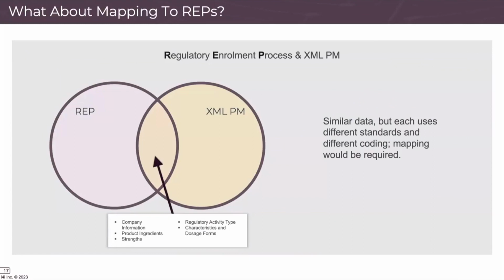And I know some of you have asked about the potential for the regulatory enrollment process, or REP data, to be used to populate XML PMs. There is definitely some data overlap, such as the company information, product ingredients, strengths, regulatory activity type, characteristics, and dosage forms. However, REP and XML PM use different XML standards, and while some of the data might be the same, the coding associated with it is different. Unless someone undertakes the task of creating this mapping, which could be a risky prospect, it is unlikely to happen in the near future.